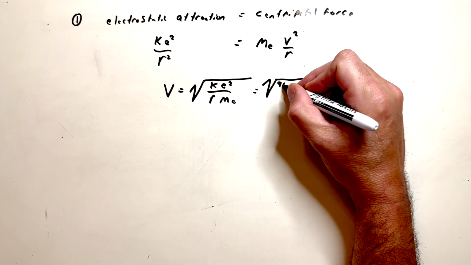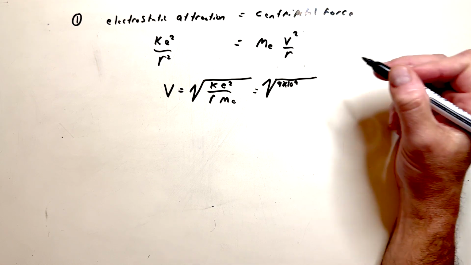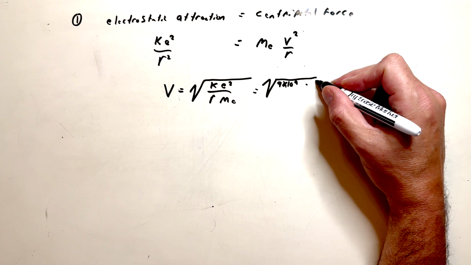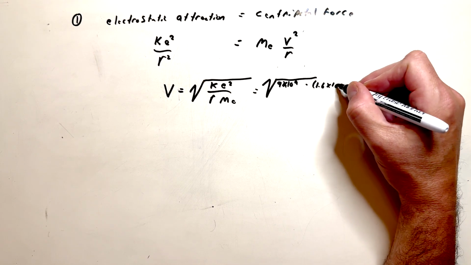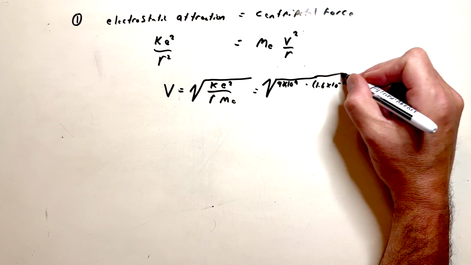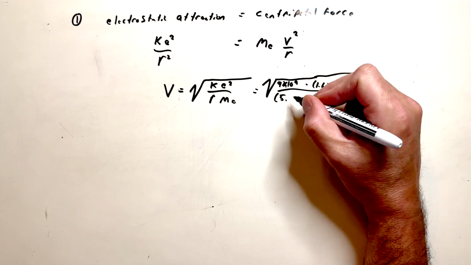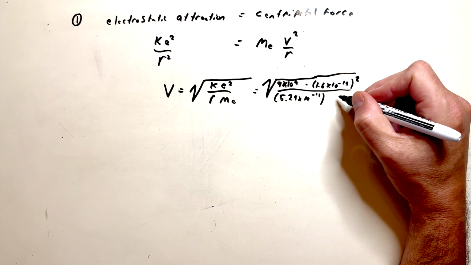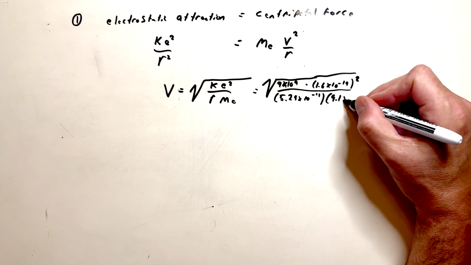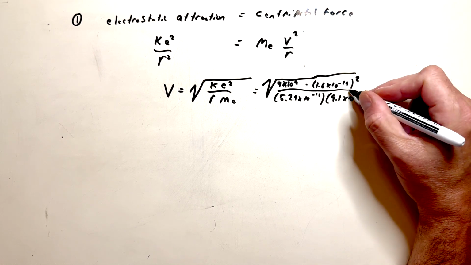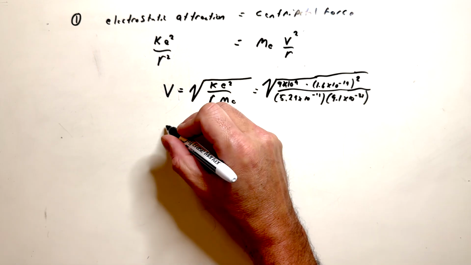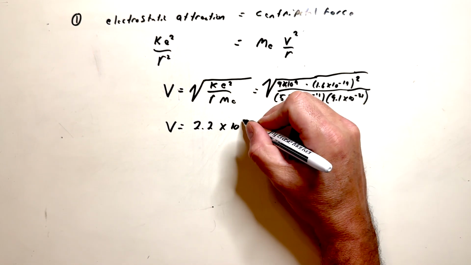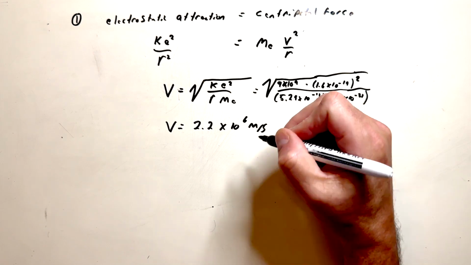Coulomb's constant is 9 times 10 to the 9 newton meters squared per coulomb squared. I'm not going to write the units in. Times the charge squared, well, that's going to be 1.6 times 10 to the minus 19 coulombs squared, all divided by 5.29 times 10 to the minus 11 meters. That was the orbital radius that I gave you. And 9.1 times 10 to the minus 31 kilograms. That's the mass of the electron. And when we plug that in, what do we get for the velocity? We get 2.2 times 10 to the 6 meters per second.